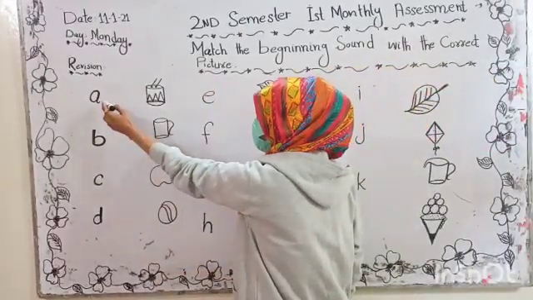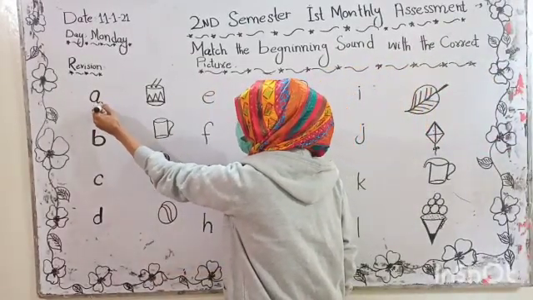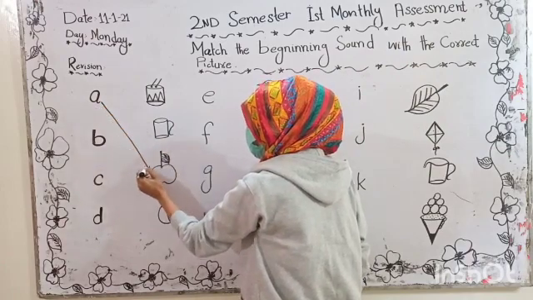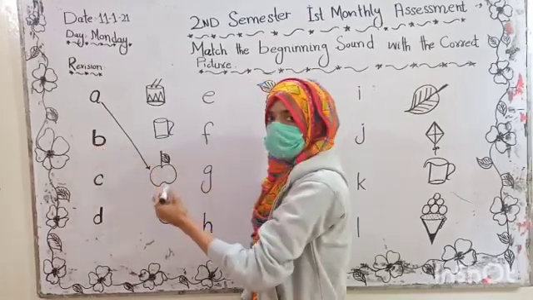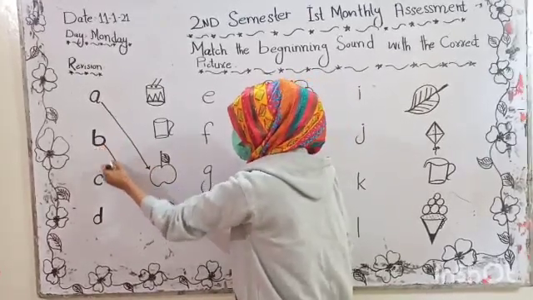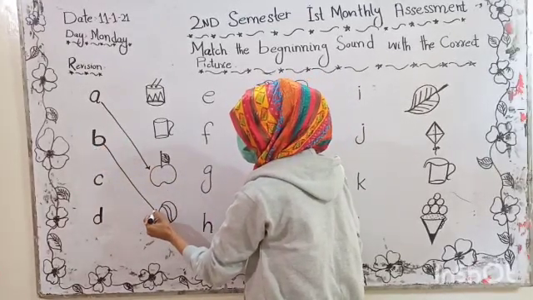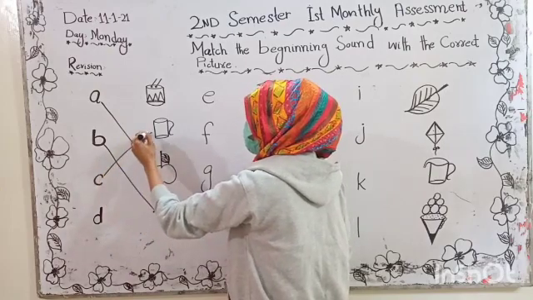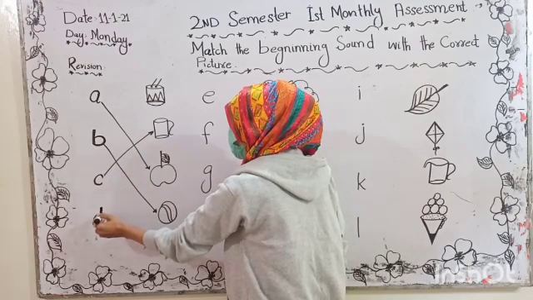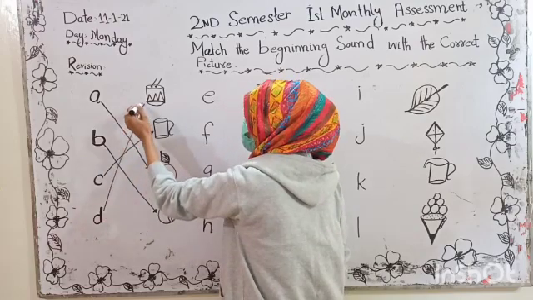Which letter is this? A से क्या आता है? Apple. Apple. And which letter is this? B. Ball. And which letter is this? C. Cup. And which letter is this? D. The drum.